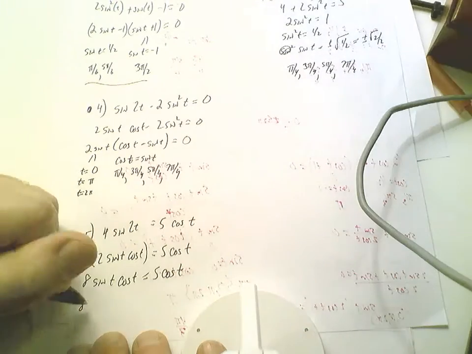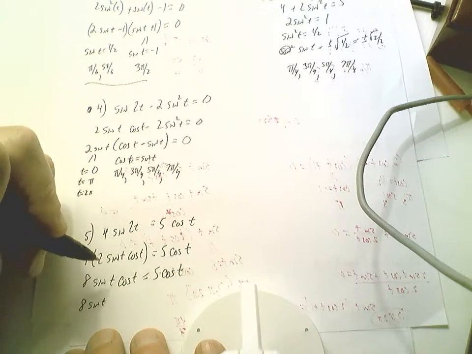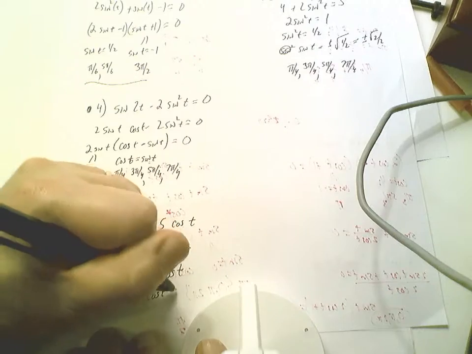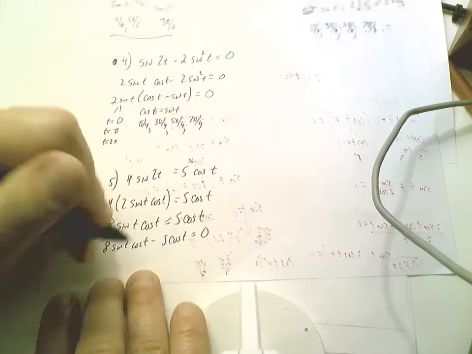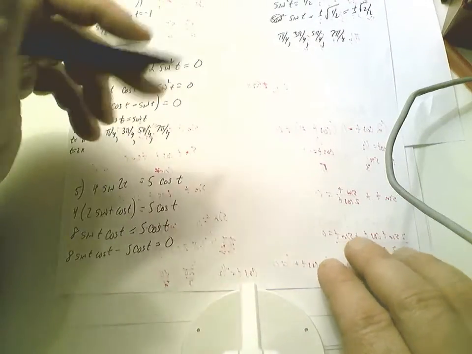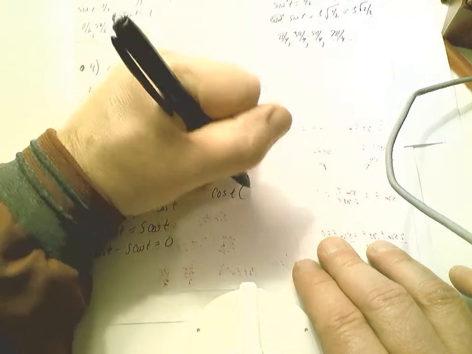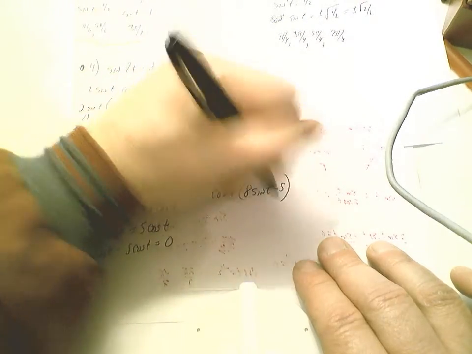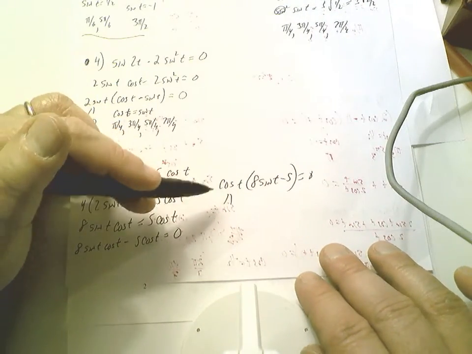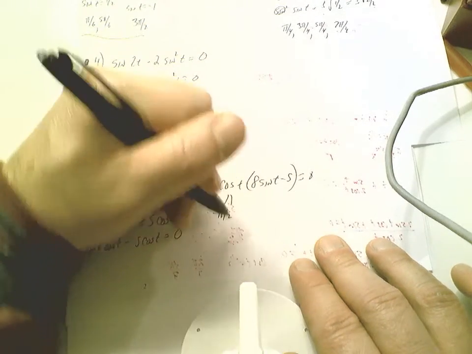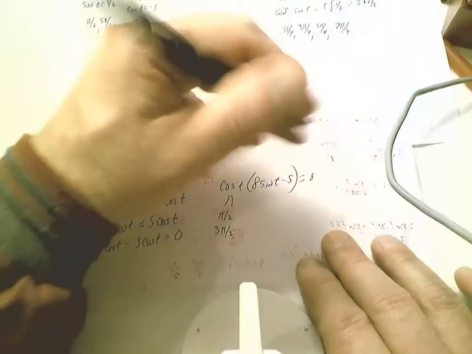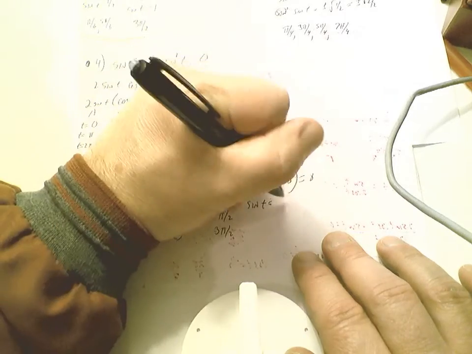8 sine t cosine t minus 5 cosine t equals 0. Common factor, excuse me, I'm going to move over here where I've got a little bit more space. Cosine t, 8 sine t minus 5 equals 0. Cosine t equals 0, where does that happen? It happens at pi over 2, 3 pi over 2. 8 sine t minus 5 equals 0 requires sine of t equals 5/8.